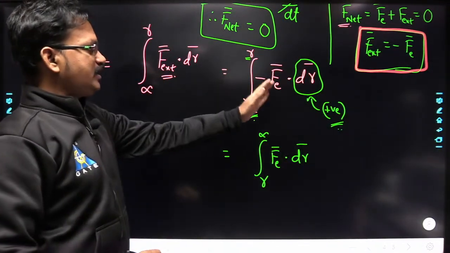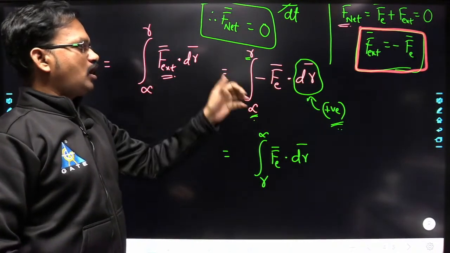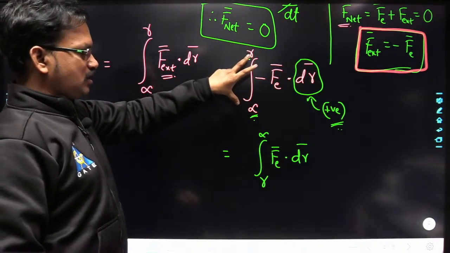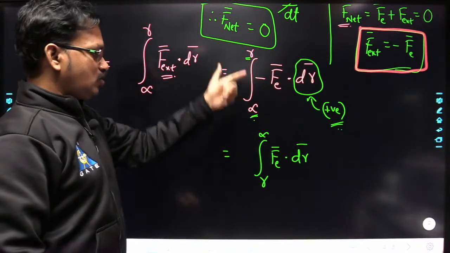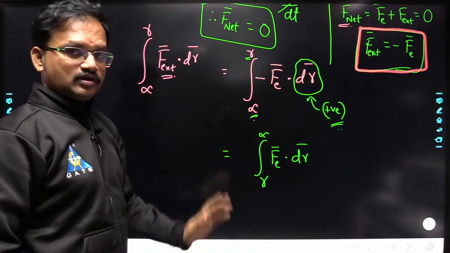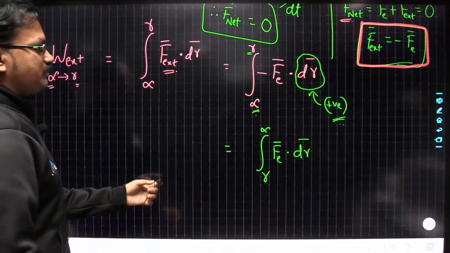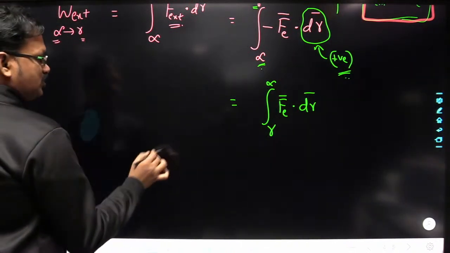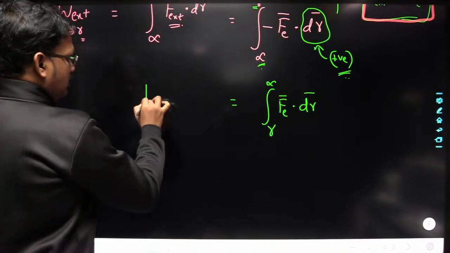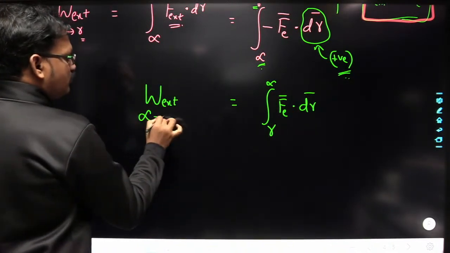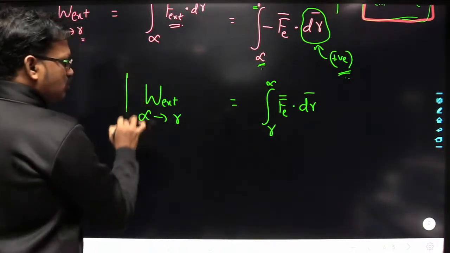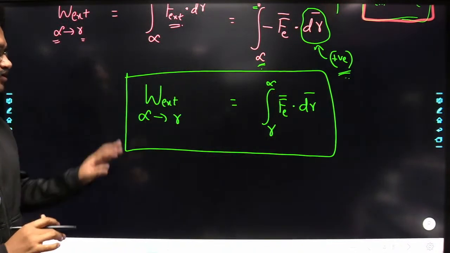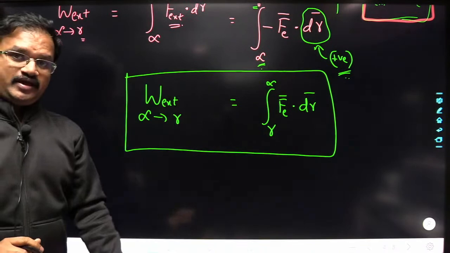You have minus integral Fe bar dot dr bar from infinity to r. If I want to remove this minus, I have to interchange these limits, so now I have taken it as r to infinity. In this manner I can represent it here. Therefore, the work done by the external agent in moving from infinity to r is equal to this. So this is the work done by the external agent.